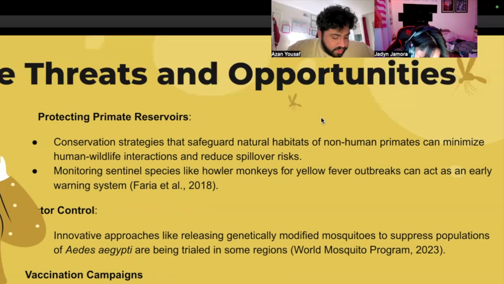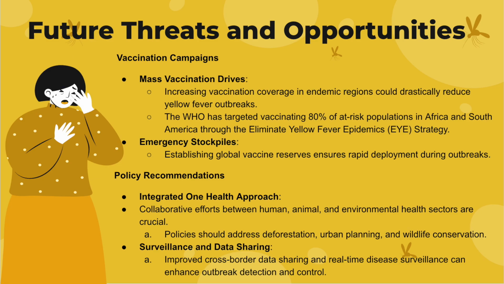For example, genetically modified mosquitoes are being released in some regions to suppress the population of the primary vector for yellow fever transmission. This is an exciting advancement being tried as part of programs like the World Mosquito Program, which I thought was actually really cool.